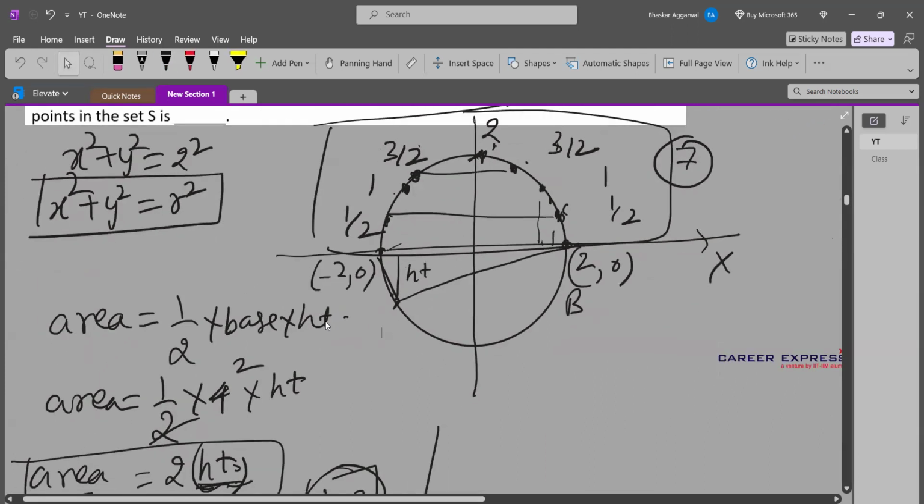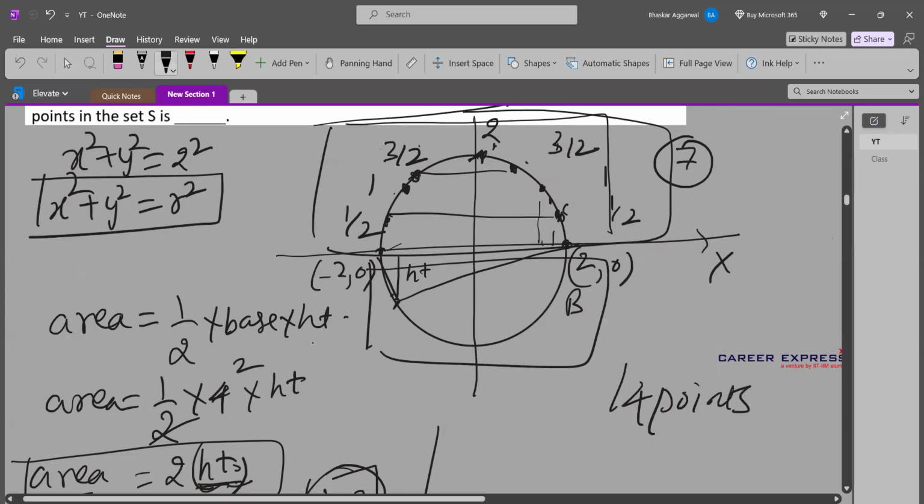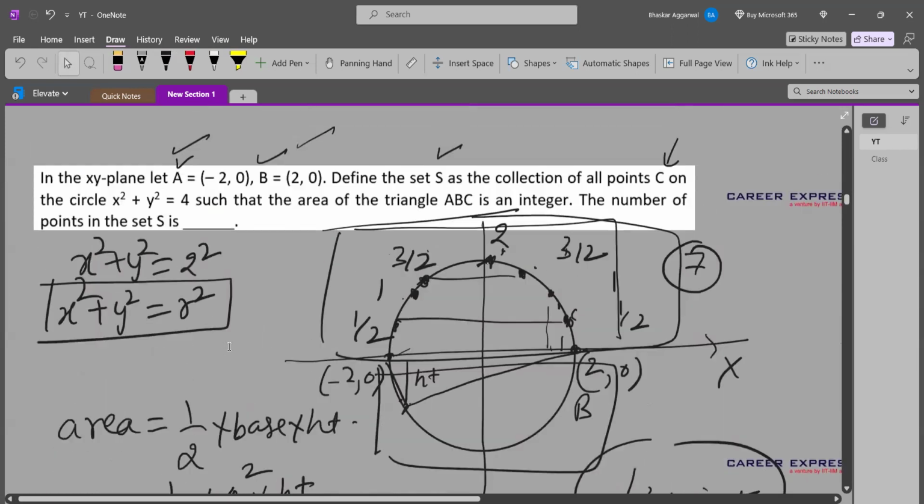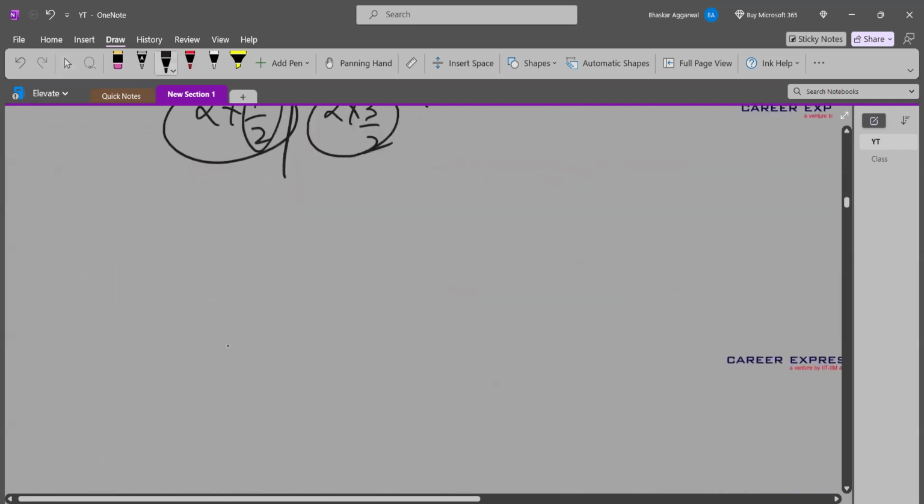So corresponding to these 7 points above x-axis, we will have 7 points below x-axis also. So total 14 points can be located on this circle, which can be taken as point C. And if that is point C, then the area of the triangle ABC will be an integer. Hence, the number of points that are possible is 14. So that's the answer.